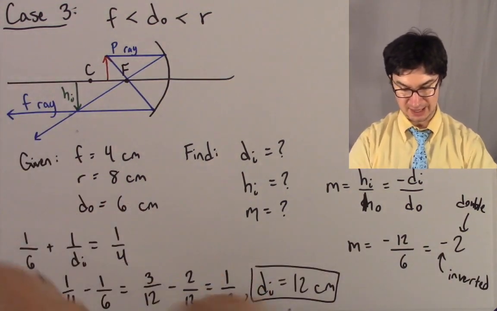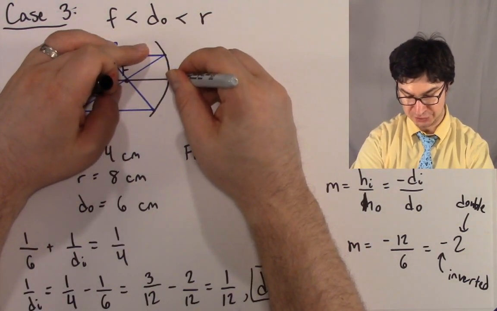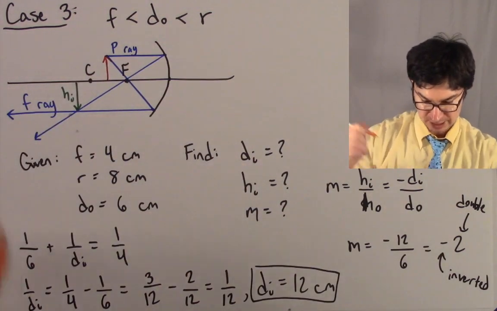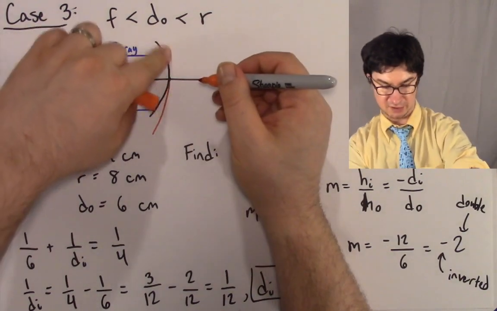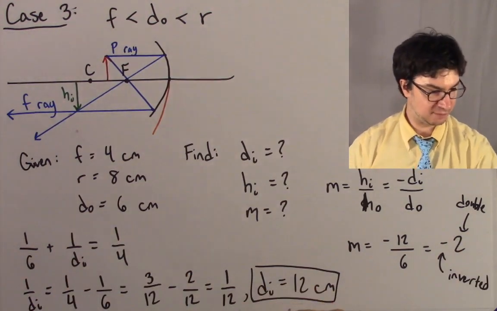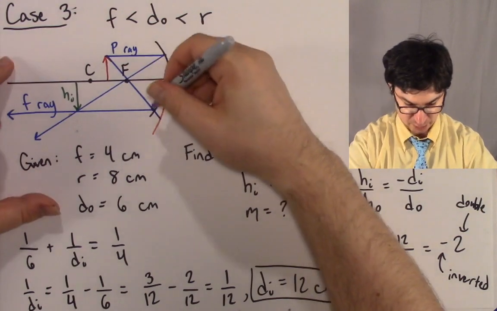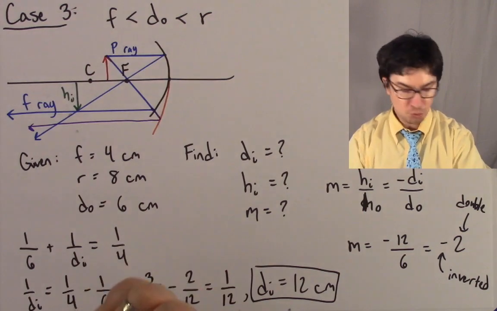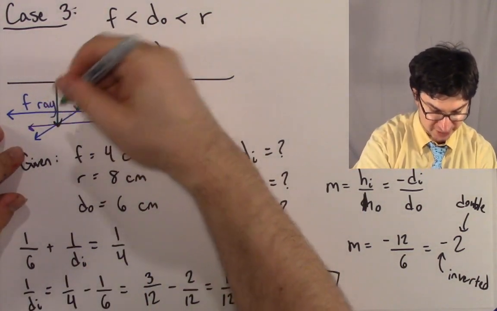If my mirror had been a proper arc of a circle, so I'm going to use a different color here, let me use my orange. If I had done a proper arc of a circle, that would have come down a little bit further. The F-ray should have come down further, and then when it reflected, it should have reflected over here. So my image height really ought to have been maybe somewhere over here.